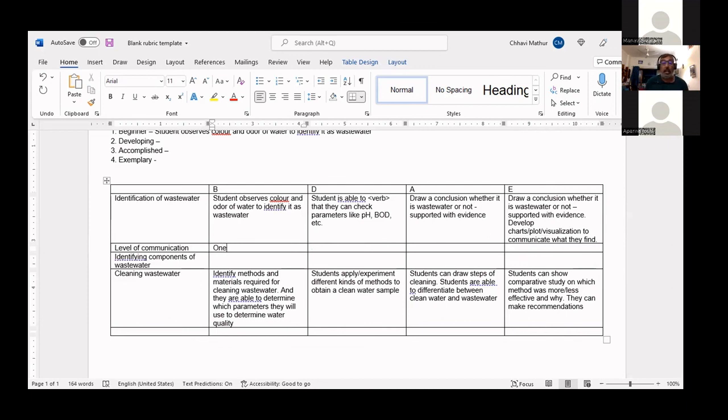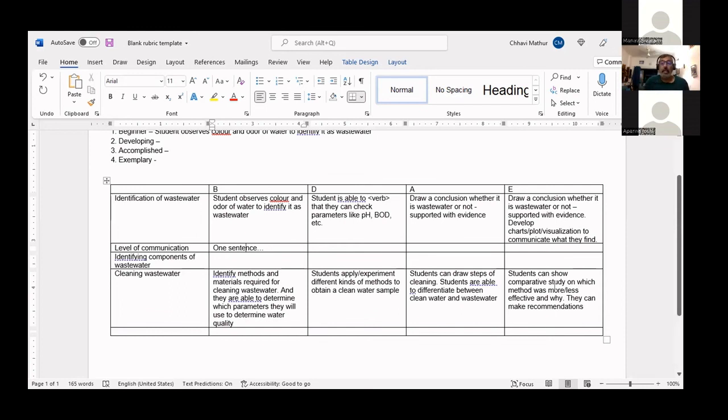That's okay. The only other suggestion I would really have, just as a suggestion. And the other thing is that looking at the cleaning wastewater, here you've got, at the beginning level, identify, and then for developing, you've got actually applying different kinds of methods. And then for accomplished, you've got can draw steps of cleaning. And I'm guessing that what you mean by that is that if they've actually applied and experimented, then they have a much better understanding of the steps of cleaning, and they wouldn't have that just by identifying methods and materials. That's why you put that under accomplished, right?